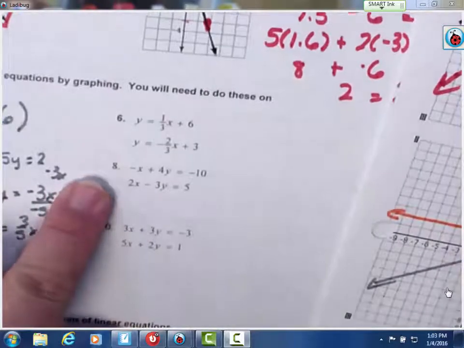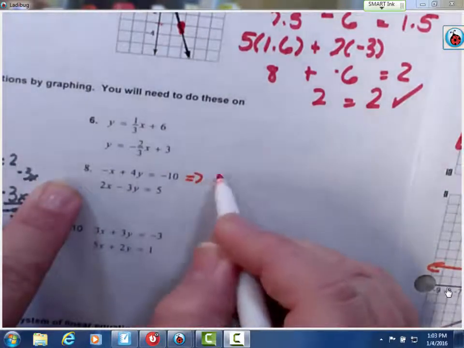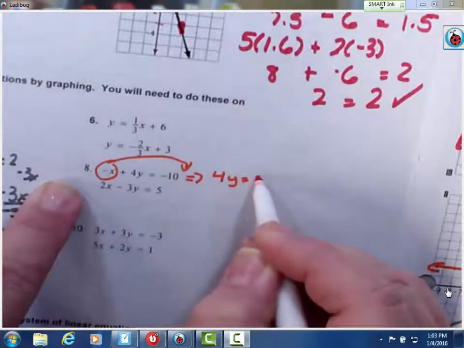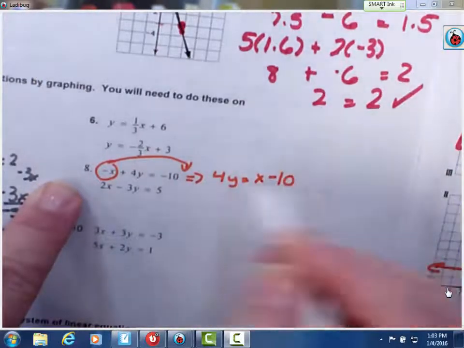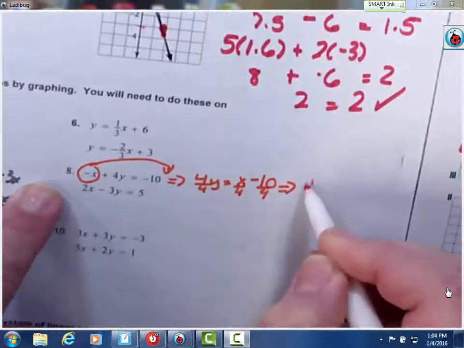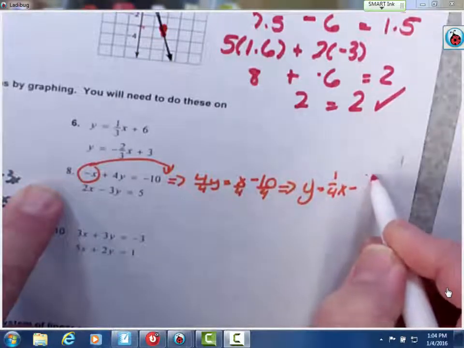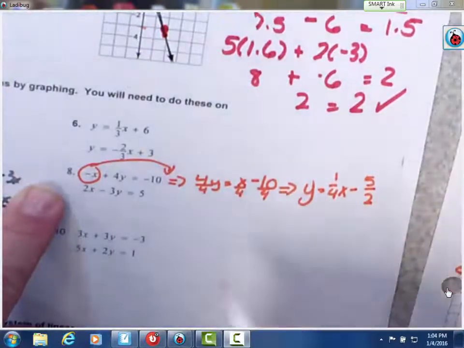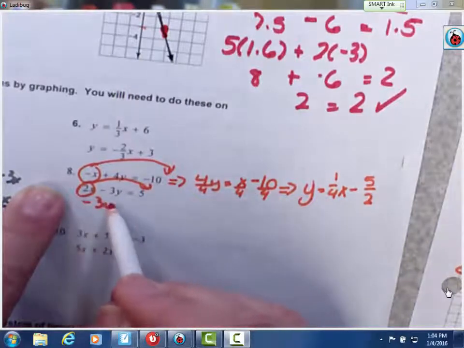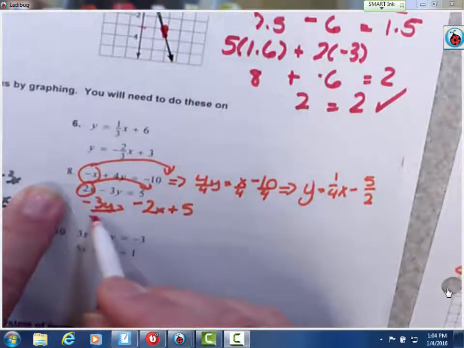Okay, neither of these are in form to graph, so we're going to fix that up. So this, we need to move the x to the other side, so we're going to have 4y equals x minus 10, and then we divide everything by the 4. So we get y equals 1/4 x minus 5 halves. And then this one, we've moved the x to the other side, so we get negative 3y equals negative 2x plus 5. Divide everything by negative 3.